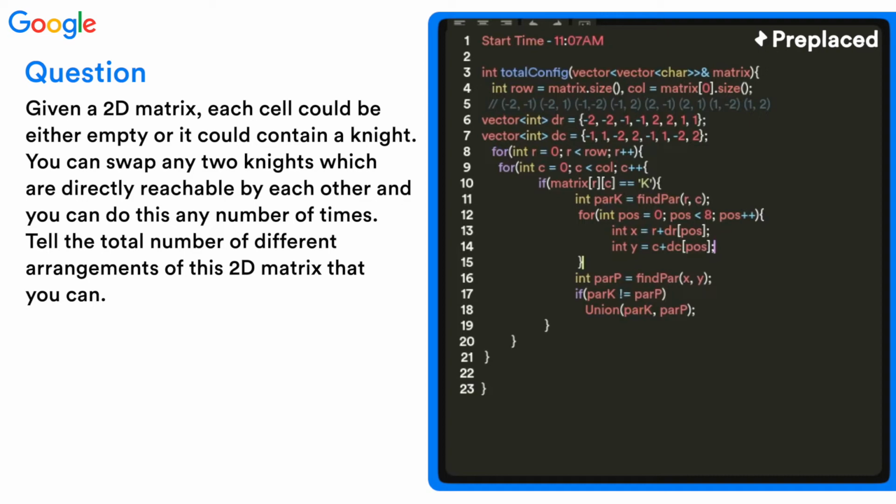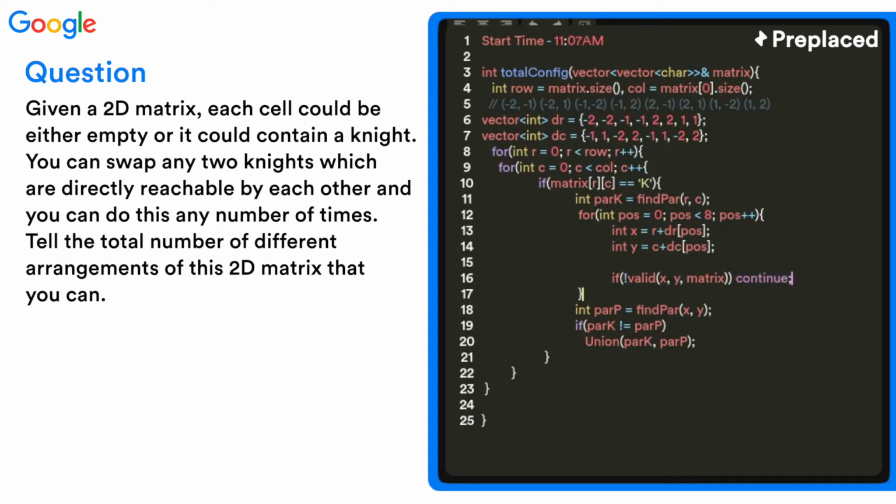Good job. Okay. So now what I can do is check if they are valid. Let's say I have a function valid for x, y, and I'm also passing my matrix to get the sizes. In case it was not valid, I'm just going to continue. Else I can do this part. So just copy it from above.